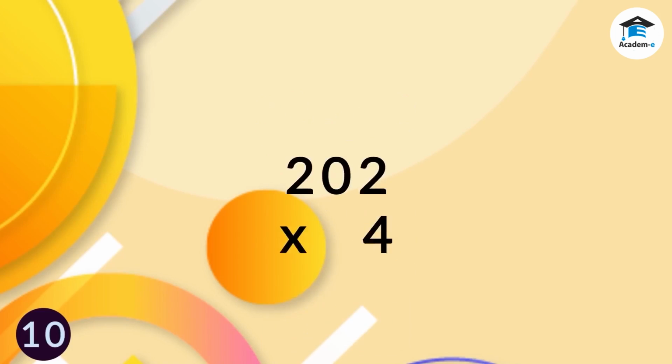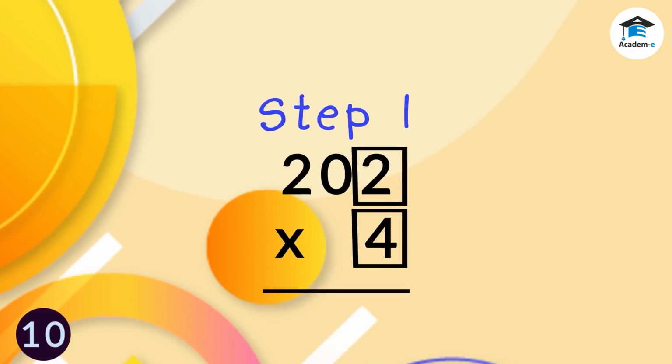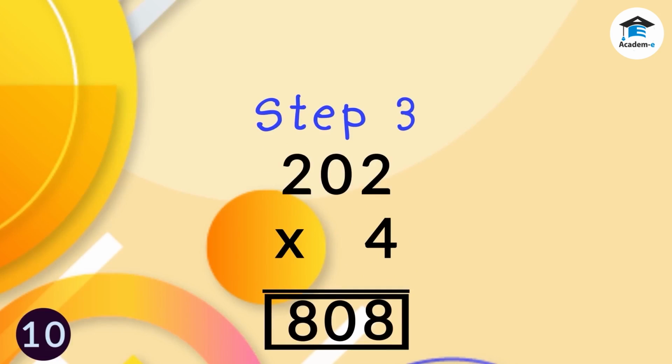Here's the second example. Let's find the product of 202 and 4. Step 1. Multiply the ones by 4. 2 times 4 is equal to 8. Step 2. Multiply the tens by 4. 0 times 4 is equal to 0. Step 3. Multiply the hundreds by 4. 2 times 4 is equal to 8. The product of 202 and 4 is 808.